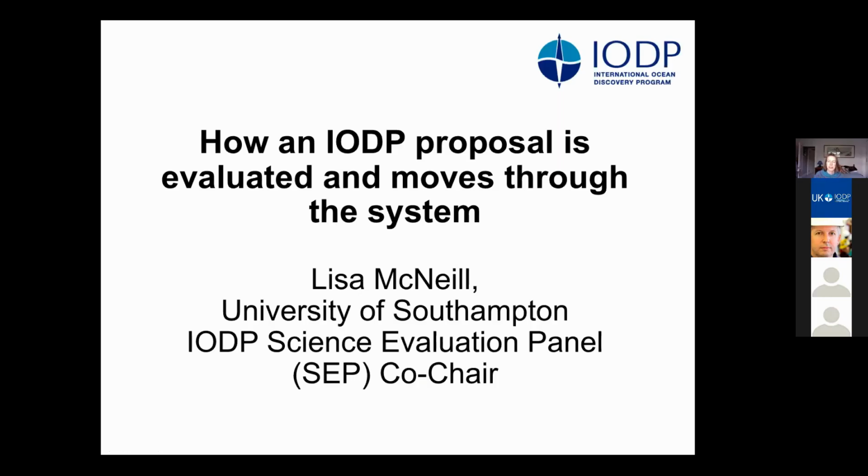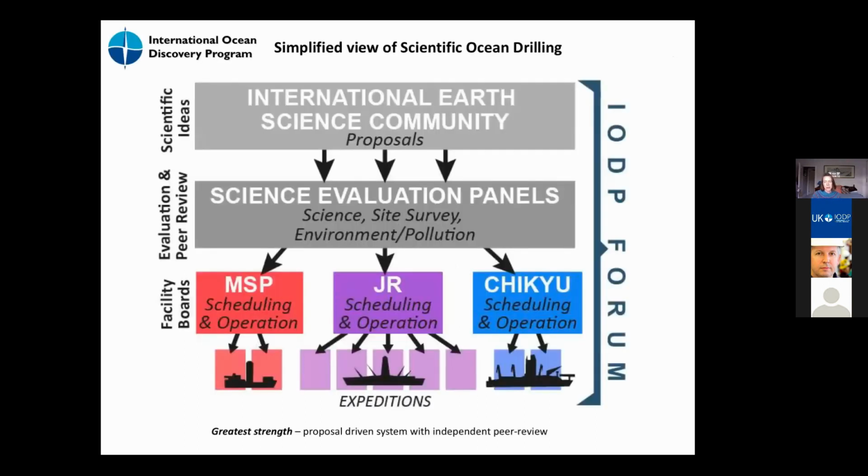Okay, well, thanks for the introduction. So as Damon said, I'm one of the two co-chairs of the Science Evaluation Panel at the moment. From that position, I'm going to hopefully tell you how an IODP proposal is evaluated and moves through the system. You'll hear a bit more about that from Ustine, who will talk later about the site survey process, and Dave McEnroy is going to follow and say a little bit more specifically about MSP proposals. I do apologise in advance, there's quite a lot of text in these slides, so make the most of the occasional figures, this being one of them.